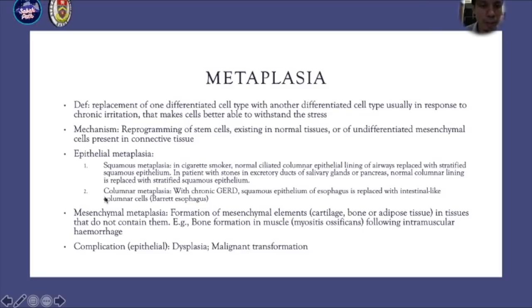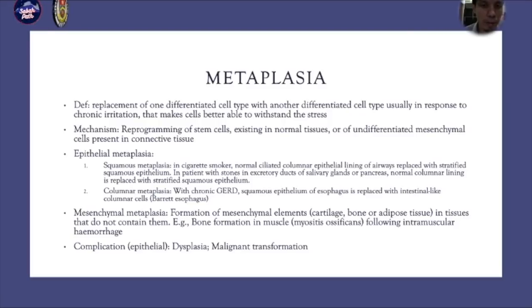Mesenchymal metaplasia occurs due to formation of mesenchymal elements, for example cartilage, bone, or adipose tissue, in tissue that does not contain them. Example, bone formation in muscle following intramuscular hemorrhage. The disease is called myositis ossificans. Okay, complication of metaplasia. This is important.